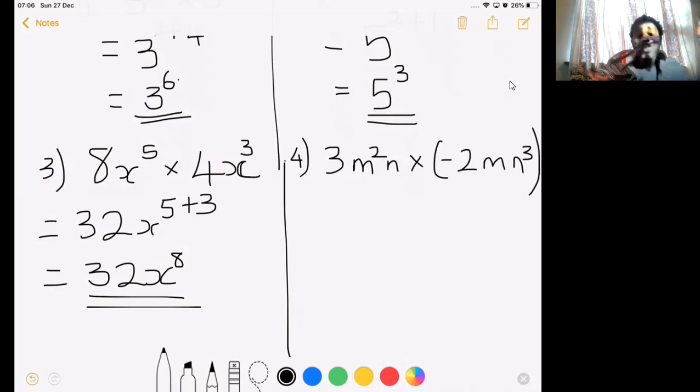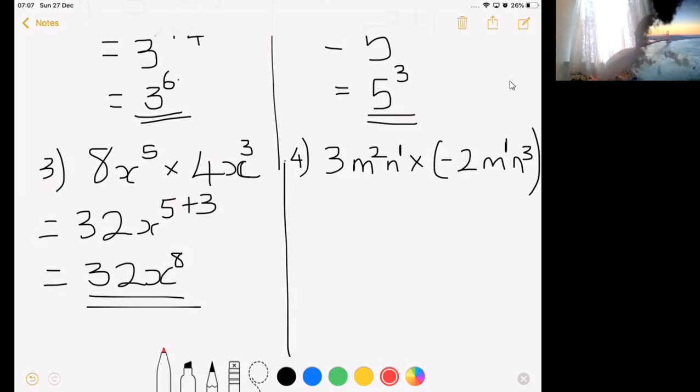In this one, you do the numbers on their own, you do the m on their own, and you do the n on their own. But we know that for n, if there is no power, it means there is the power of 1. So I can put that 1. And for m, it also means there is a power of 1. I can put that 1 because where there is no exponent, it means the power of 1. So in this one, I need to look for the sign. Remember, we did multiplication of integers. I've got a positive number multiplied by a negative number.